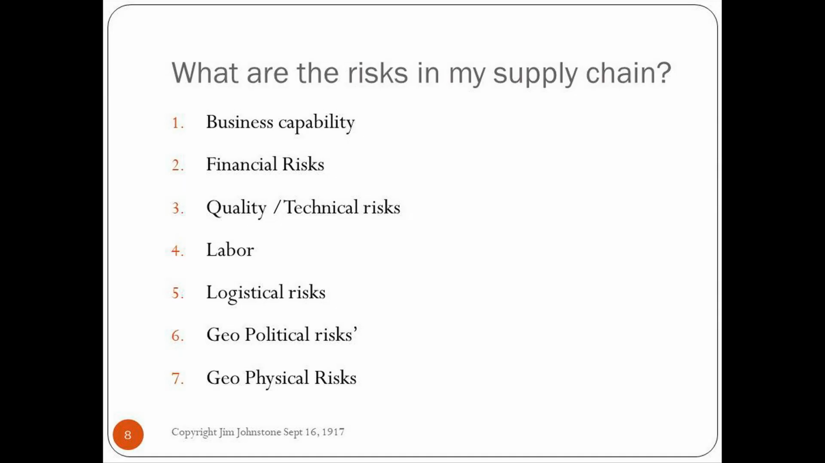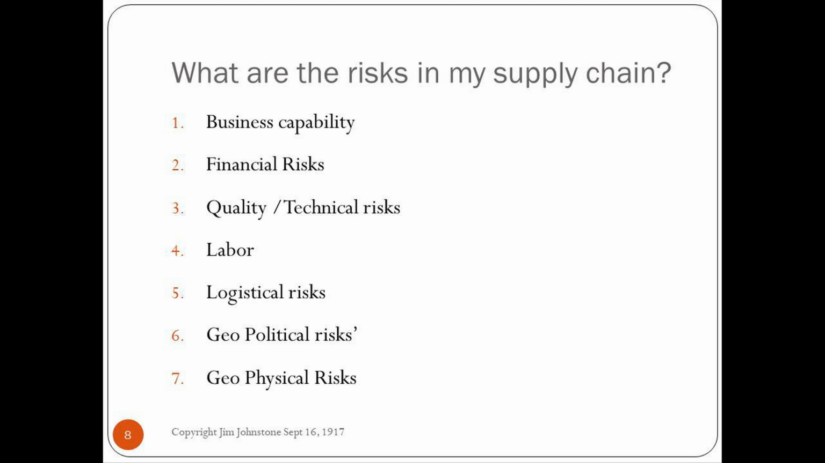Now let's take a look at some of the risks in the supply chain. Here's 7 categories of risk that we should be able to evaluate. What are the business capabilities of the supplier? What are the financial risks that they take? What are their quality or technical risks? How about labor? Will they have enough labor? Is it a union shop or are they ununionized? Are there some logistical risk?